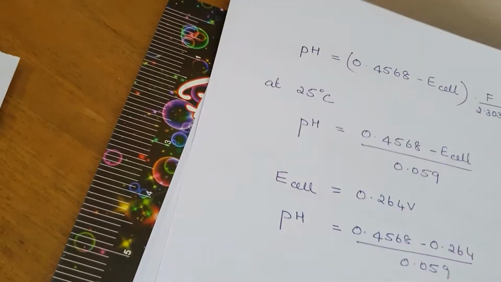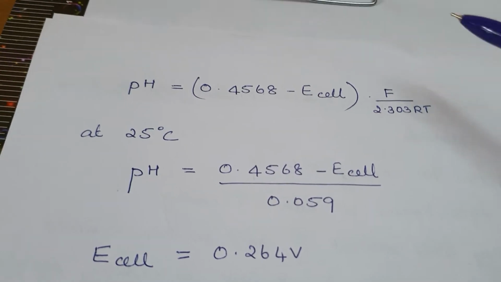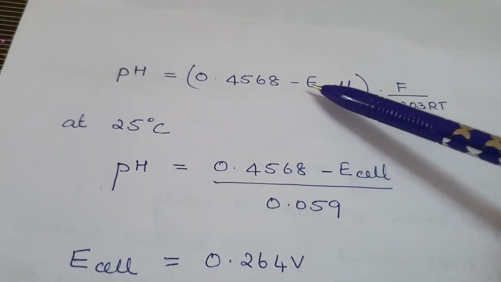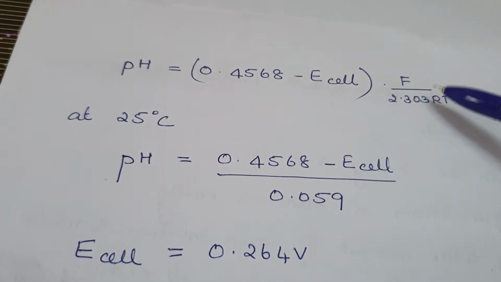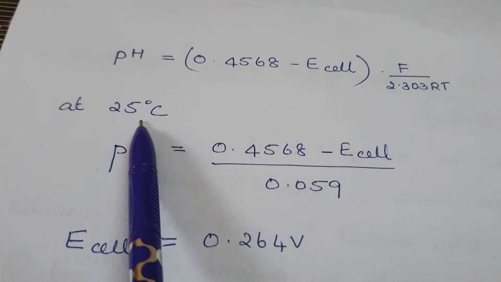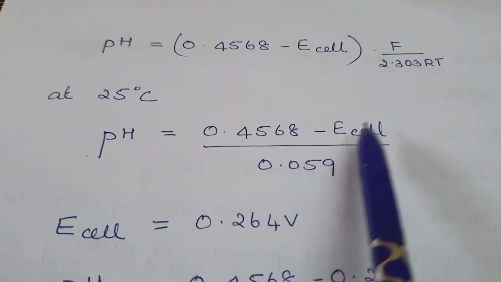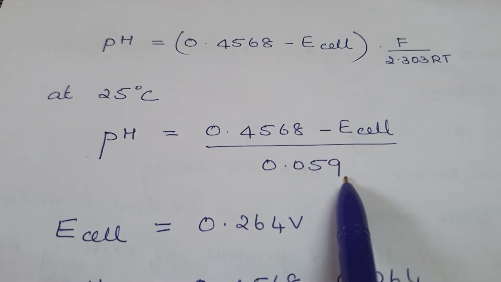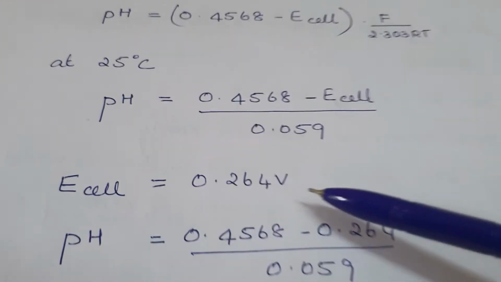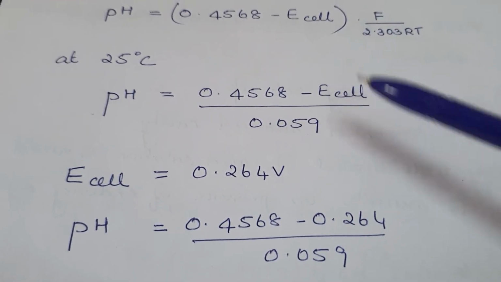Okay. So what we have to do is determine the pH using a quinhydron electrode. We know the expression is pH equals 0.4568 minus E cell into F divided by 2.303 RT. And also at 25 degrees, pH can be calculated as 0.4568 minus E cell divided by 0.059. So we'll use the second expression. E cell is given as 0.264. So the only unknown in this is pH. We can substitute it.